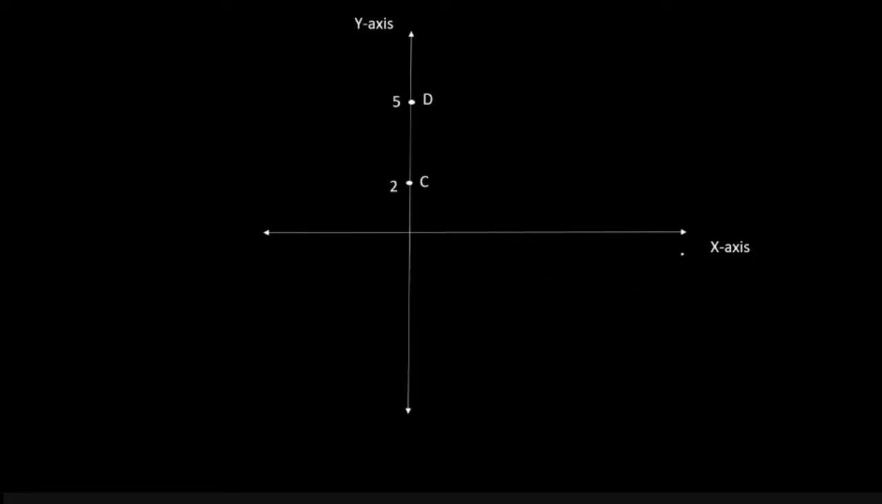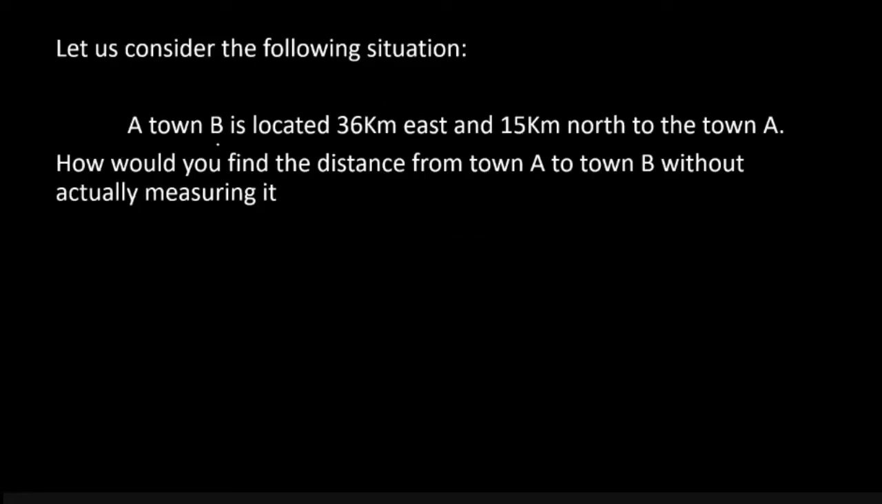Similarly, if we take two points on the y-axis, C and D, the distance between C and D is nothing but 5 minus 2 equals 3. So it is clear that when we are given two points on the x-axis or on the y-axis, we can just take the upper point minus the lower point to get the distance between the two points. But when we consider any two points in the xy plane, how to find this distance, we discuss in this lecture. Let us consider the following situation.